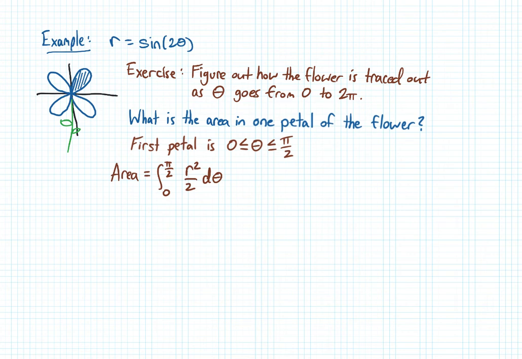The area is the integral from 0 to pi over 2 of r squared over 2 d theta, and then we plug in r equals sine of 2 theta into that. Now this integral, it's possible to do by hand, but it isn't fun, so I'll just tell you what the answer is. The answer, according to Wolfram Alpha, is pi over 8, and so that is the area in one petal of the flower.